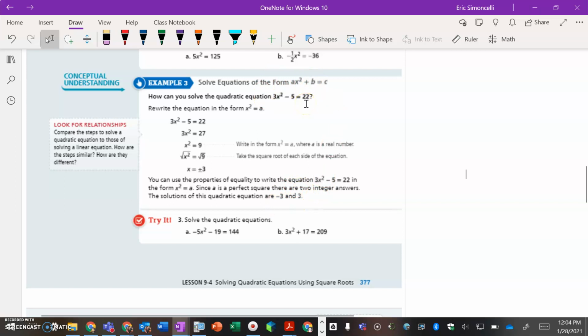Another thing you can try, maybe on your own later, is to plug in 3, but also negative 3, for x, and see if that left side is in fact equal to 22. Plugging in those 2 numbers should bear that out. Try that on your own later. Okay, next example.